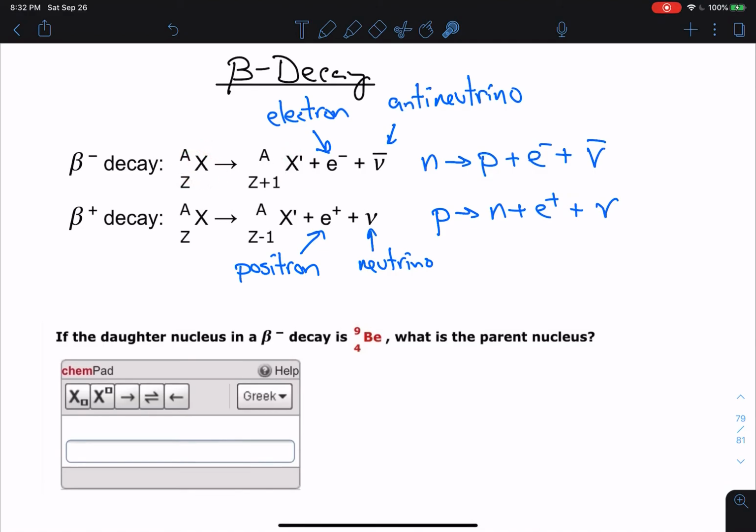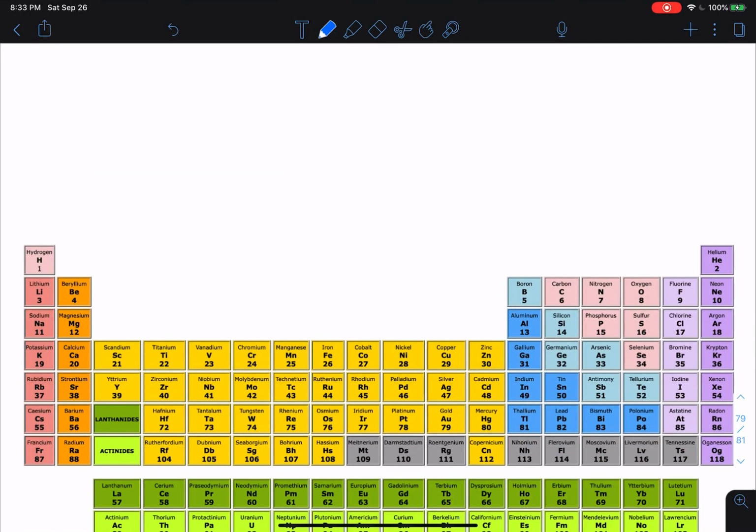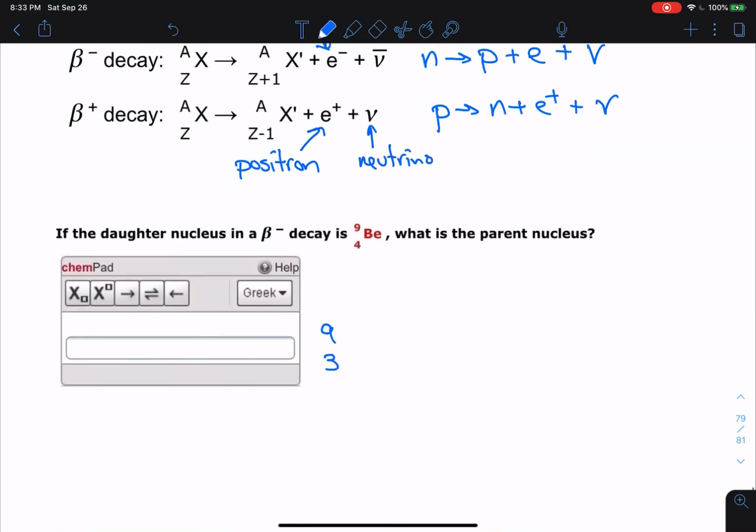Okay, so we can just see right here that the daughter has 1 more proton than the parent. So consequently, the number of nucleons stays the same. So this is still going to be 9, but the number of protons is going to be 3. If you're not sure what that is, you look at the periodic table. You can see that 3 is lithium. So you come back up here, Li. There we go. That's the answer. And so then all that's left is to put it into Webassign.